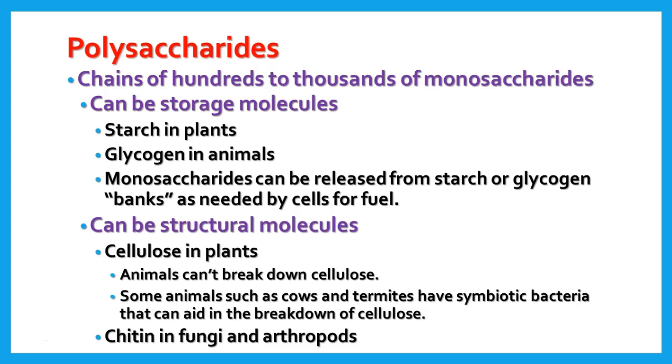There are also polysaccharides that are structural molecules, and a really good example of this is cellulose in plants. This is one of the main structural molecules that makes up cell walls. It makes up a large part of wood and other fibrous things that make up plants. Here's the thing, animals can't break down cellulose. We don't have the right enzyme.